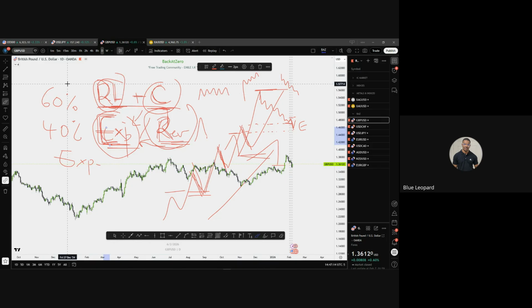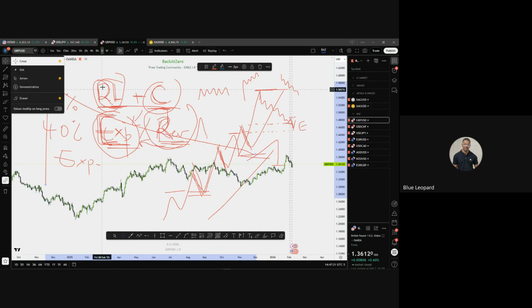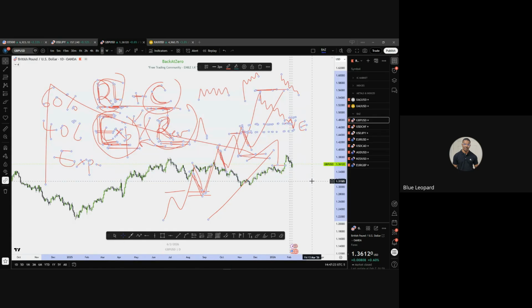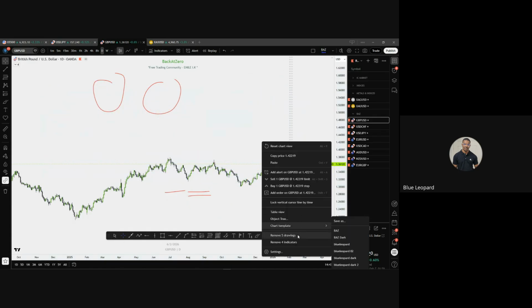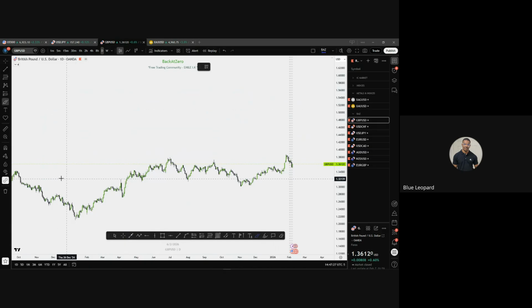Let me give you an example before we move on. I'm going to show you every case that I just explained here. If I have an expansion first, okay, let's imagine expansion first. First formula, expansion plus consolidation. And then you have price move like this.